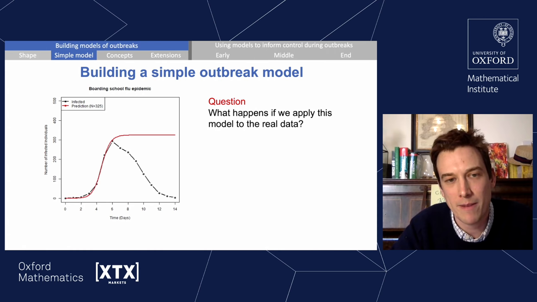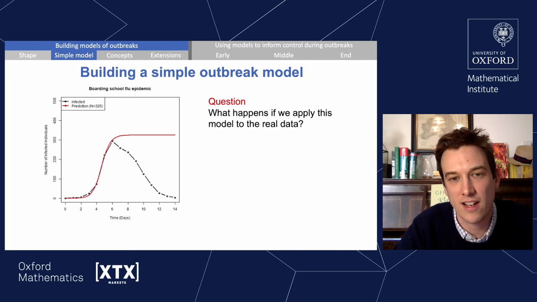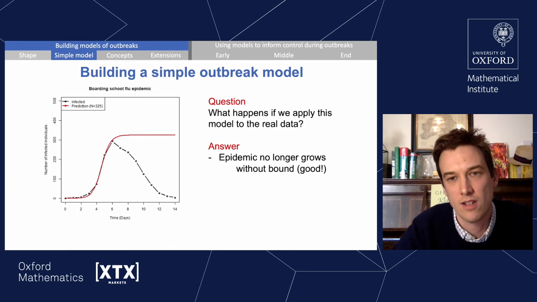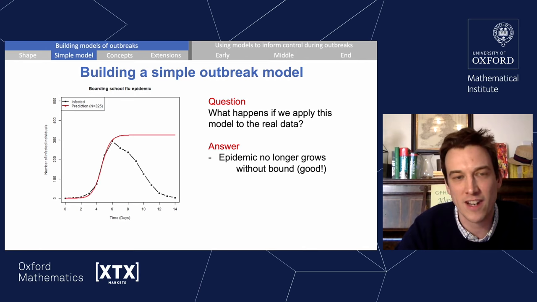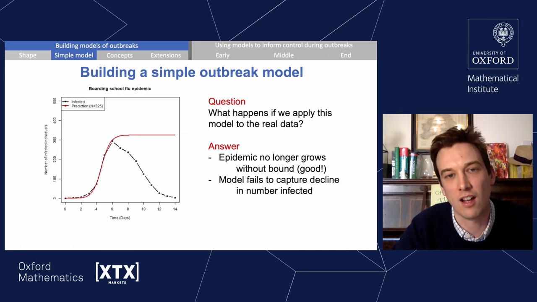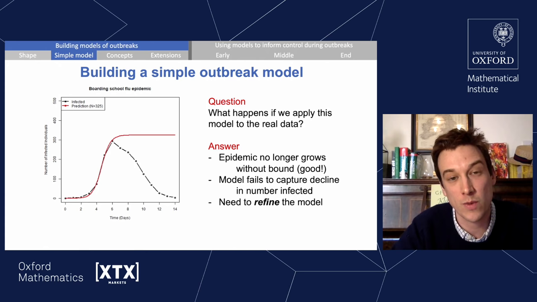What happens, like we saw earlier on, is that the data comes back down again. The number of cases declines back down to near zero, whereas the model output, the red line, just stays flat. So it doesn't capture the decline in the number of cases. The epidemic, according to our model, no longer grows without bound. It doesn't go off to infinity anymore, so that's a good thing. But the model doesn't capture the decline in the number of infected hosts. So again, we need to do what we did before, which is to refine the model further to try and get it to match the outbreak data even better.